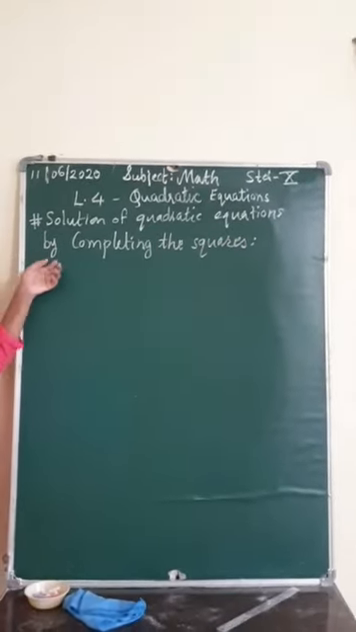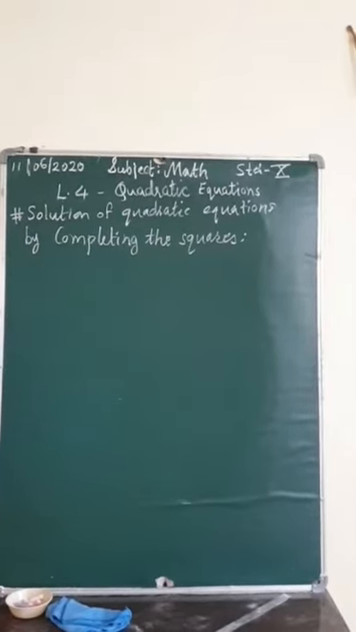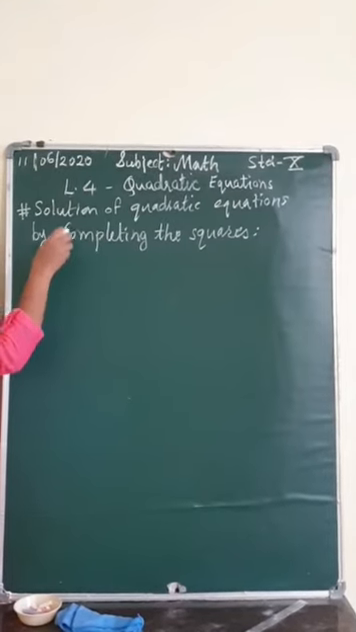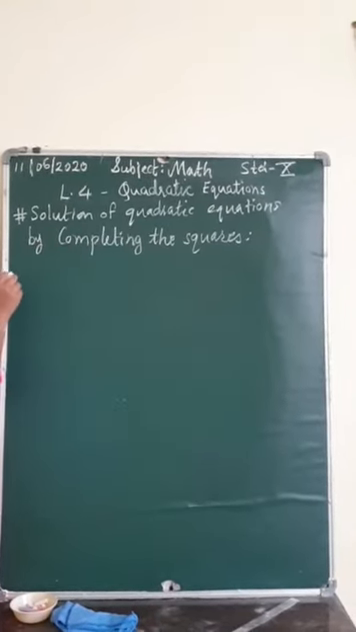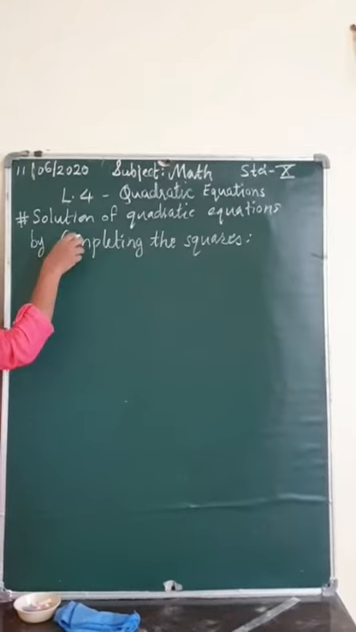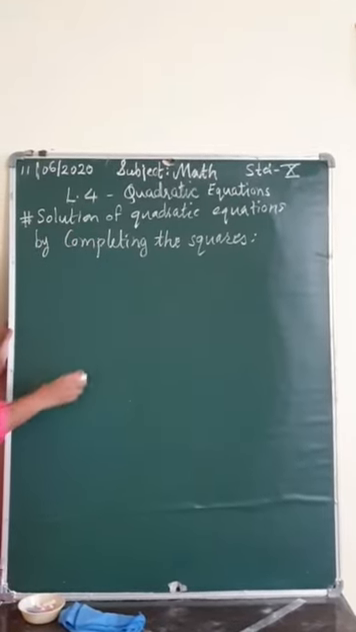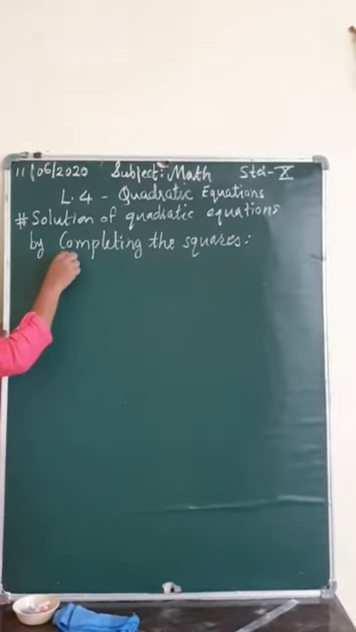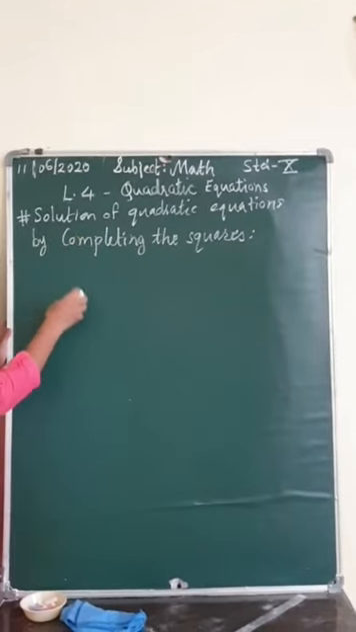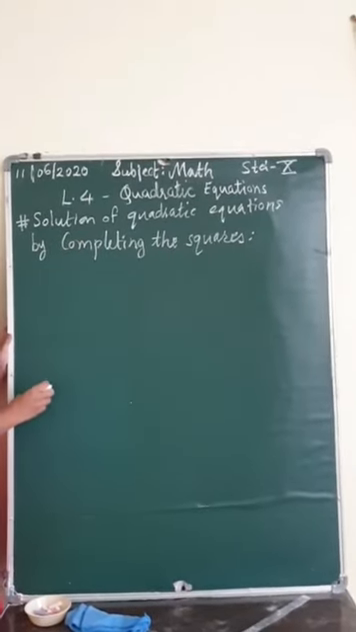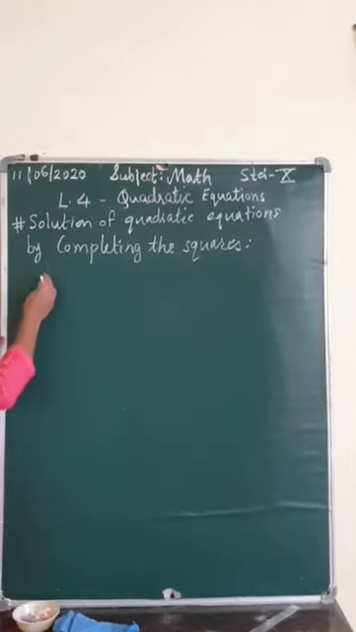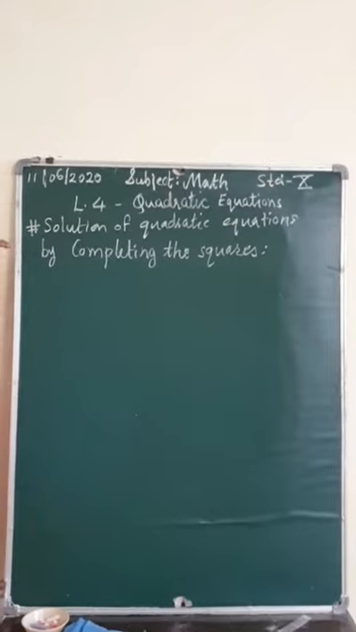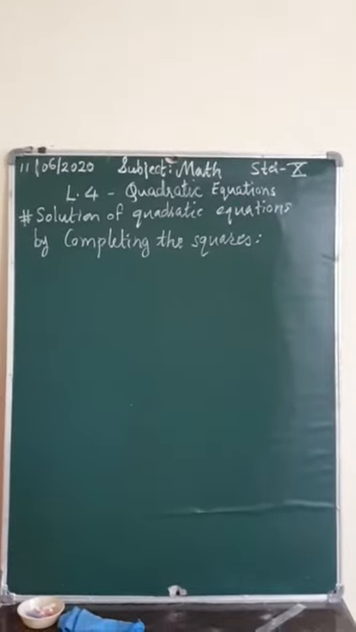Now let me tell you about this method. This method, completing the square, is omitted in board exam from this year. But as for the sake of knowledge, you should know this method. From this method, you will come to know how to find the quadratic formula. So this method is important to know how to get the quadratic formula. So let's start: how to find a solution of quadratic equations by completing the squares.